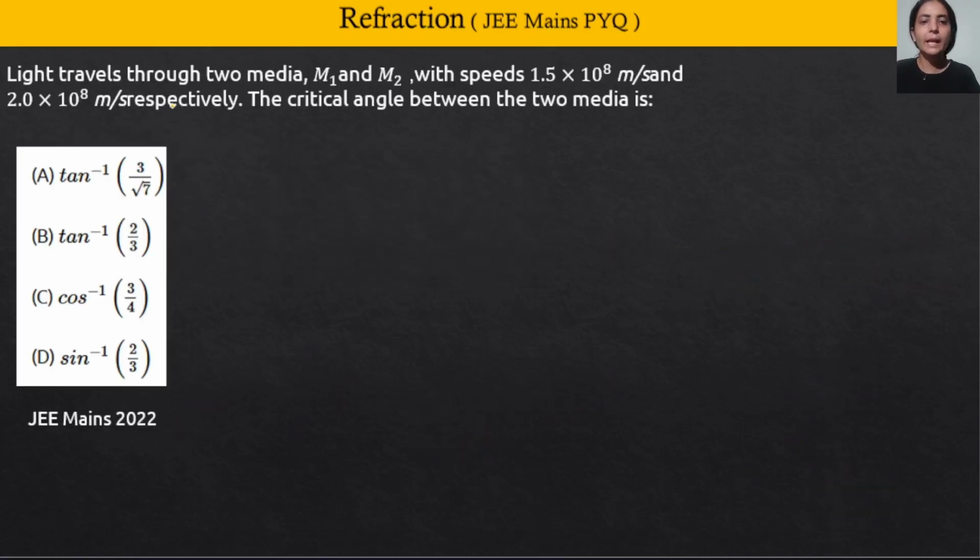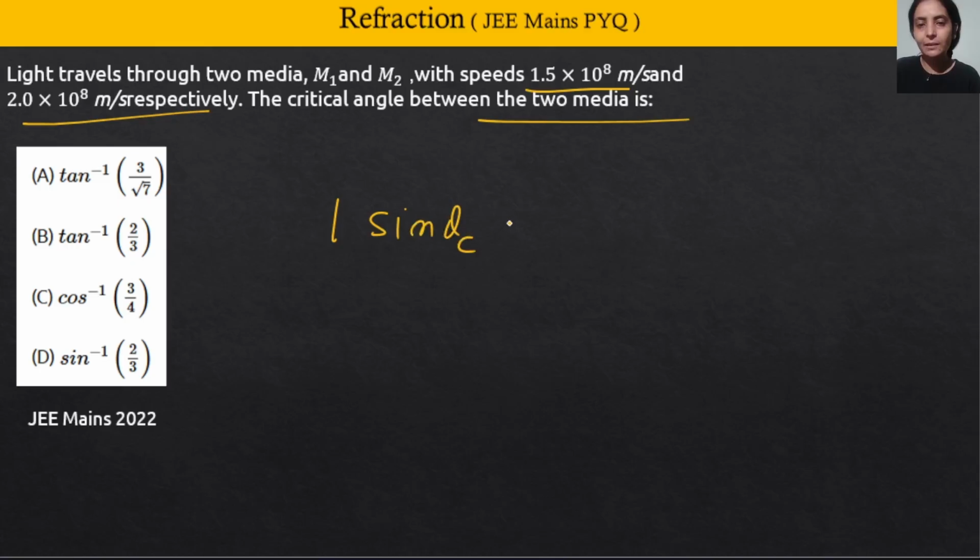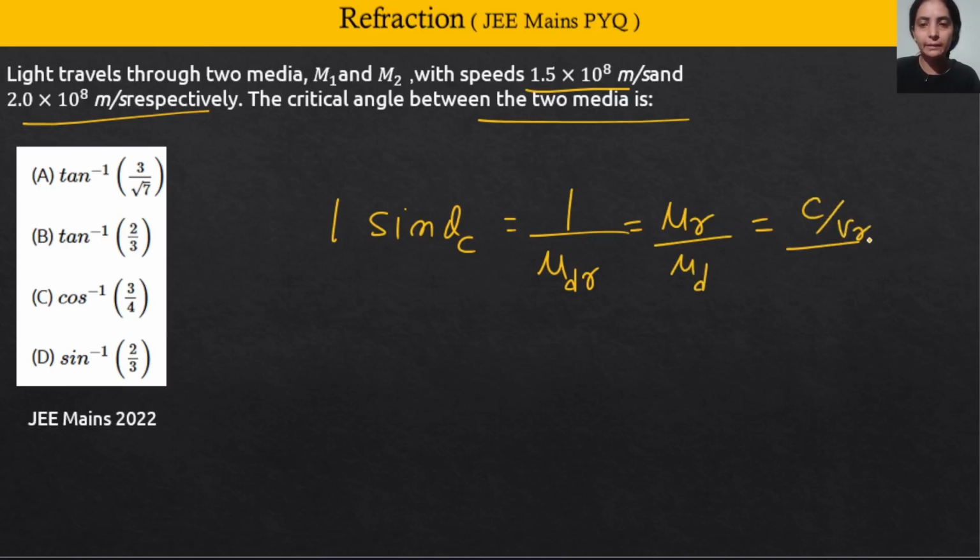And what is said here? Light travels through two media, M1 and M2, with the speeds given. The critical angle between the two media is. So we know, sorry, what do we write for critical angle? Sin theta c. Sin theta c is written as what? This is 1 by the refractive index of denser media with respect to rarer. So this is mu r by mu d. And in terms of velocity, if you write, mu r can be written as c by velocity of light in rarer media, and mu d as c by velocity of light in denser media.